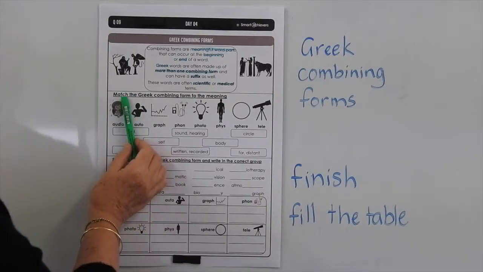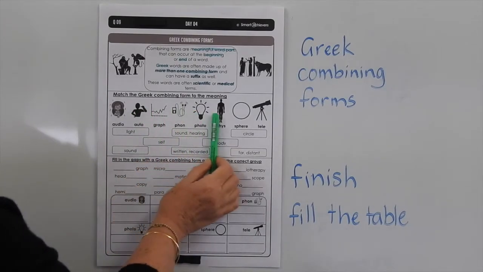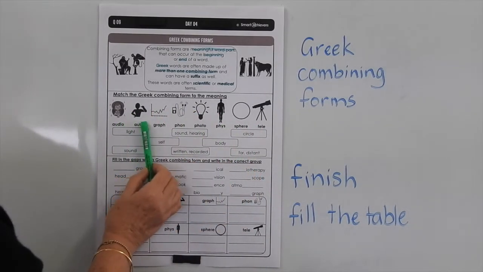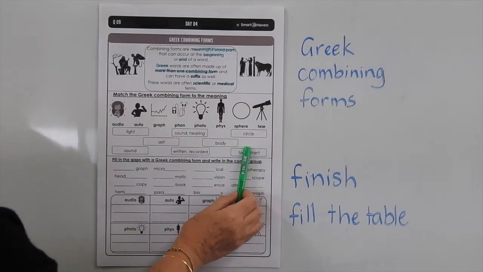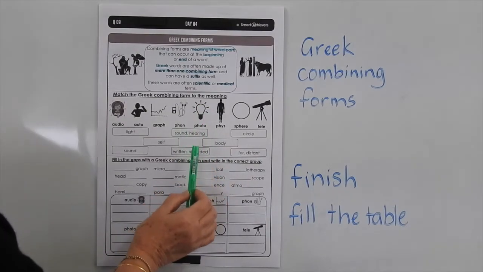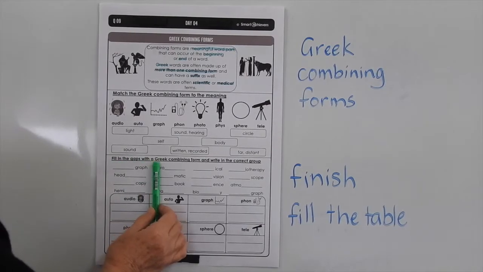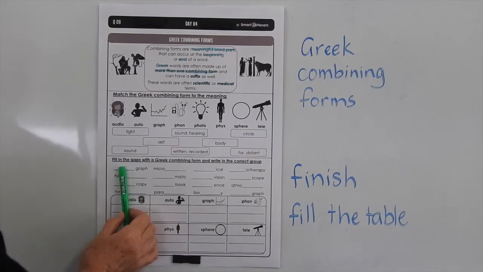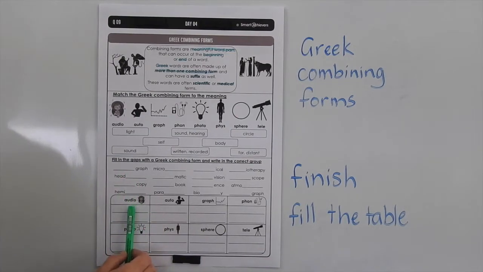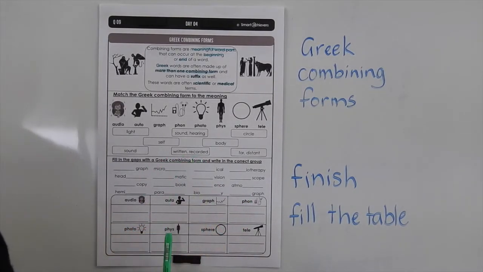So you can match the Greek combining forms to the meanings. We've put a picture. If you think about it, you'll be able to link each of these terms with a picture, and then you've got to link them to the meaning of that picture and that Greek combining form. Now here you're going to fill in the gaps with the Greek combining form and write it in the correct group. Once you've filled all of these in, you can work out where those words are going, and there's 2 words for each of the Greek combining forms for you to work out.